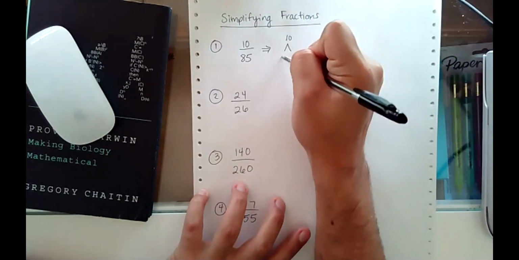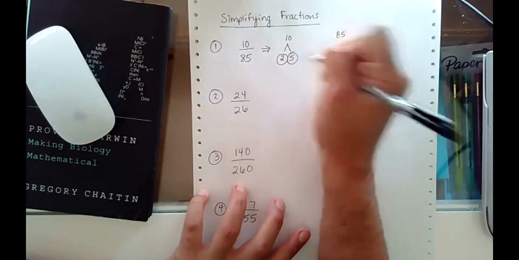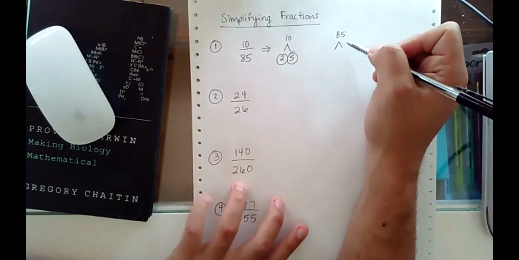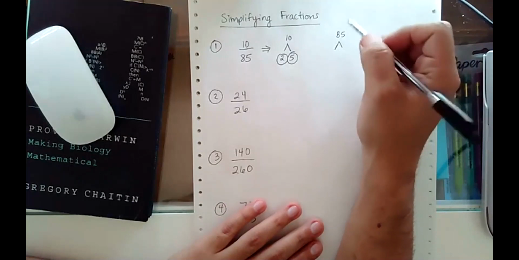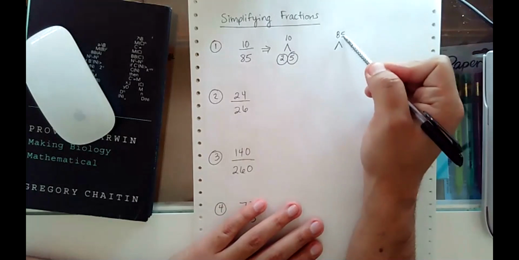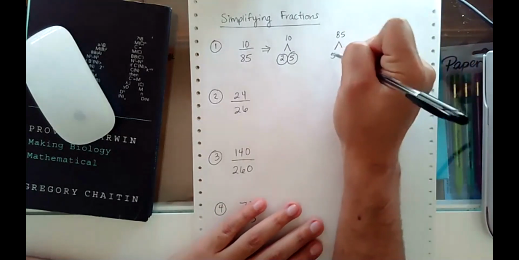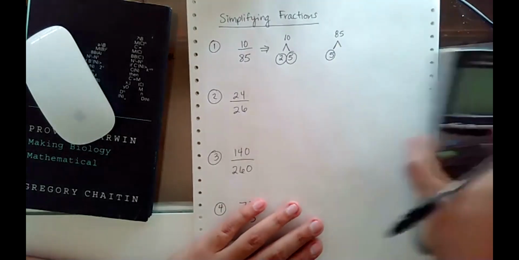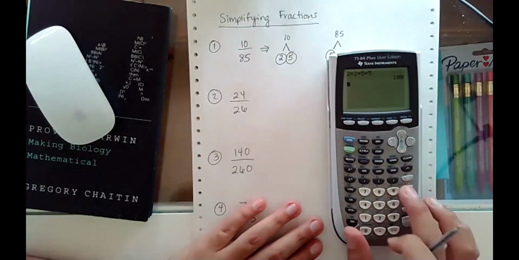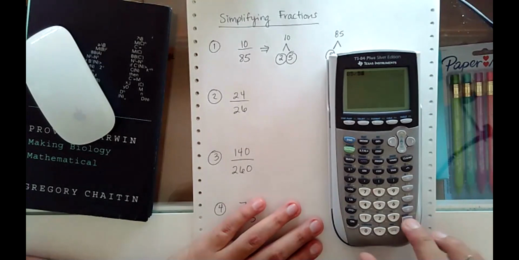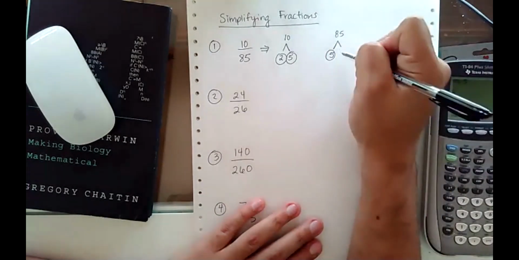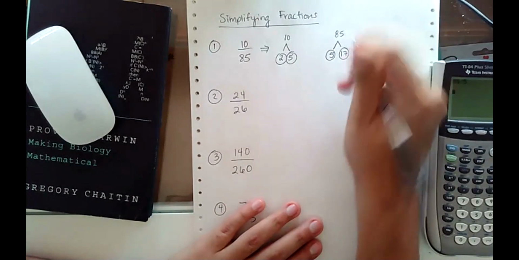And 10 can be broken down into 2 times 5. And 85, here, you're okay if you have to use a calculator for some part of this. I know that 5 will go into this. So I'm going to throw a 5 here, and then I'm going to take my calculator and just say that this is 85 divided by 5. That'll give me the other number. Okay. So that's 17 there. And 17 is a prime.